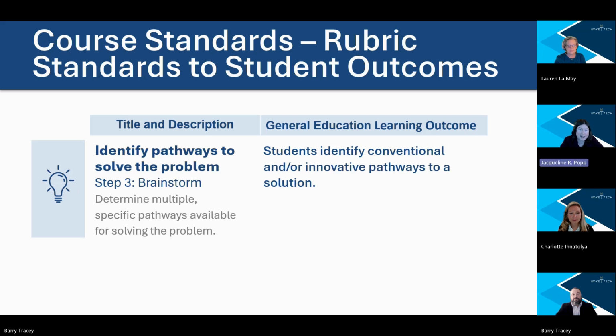Step 3 is identify pathways to solve the problem. A lot of us already do assignments like this with brainstorming for our students, and students love this. So the general education learning outcome is students identify conventional and/or innovative pathways to a solution. Faculty can offer low-stakes ways of showing their brainstorming, a picture of a group whiteboard, a journal entry, a word map, etc. In my sociology class, I teach them the Wake Tech problem-solving process and show them the mapping diagram.